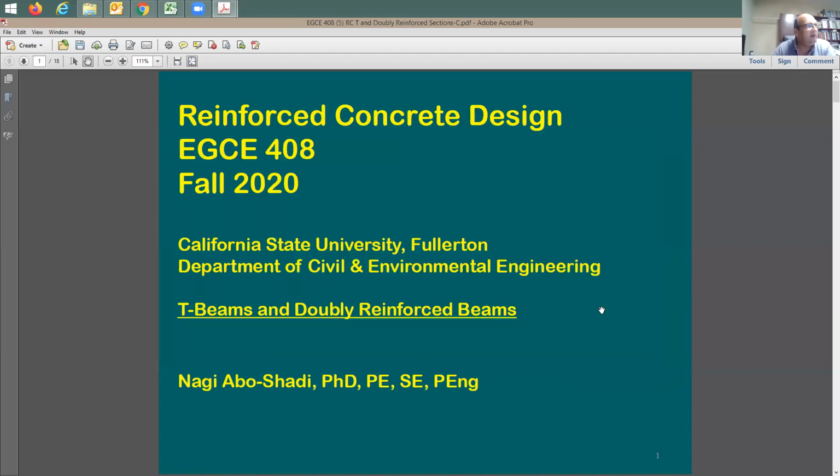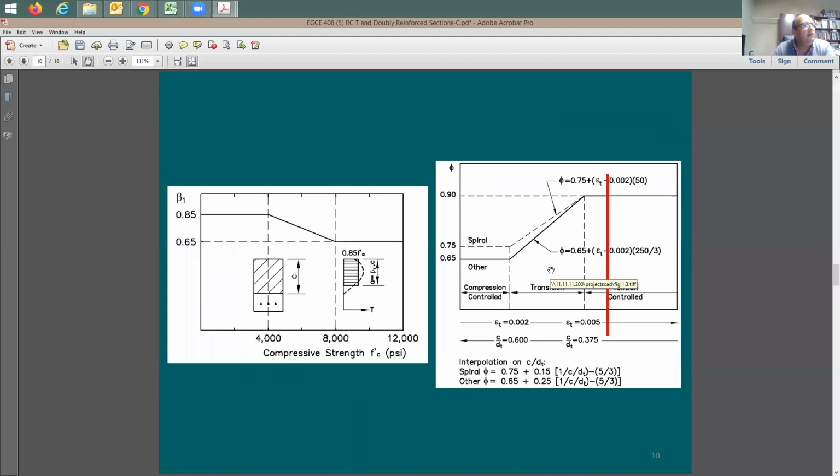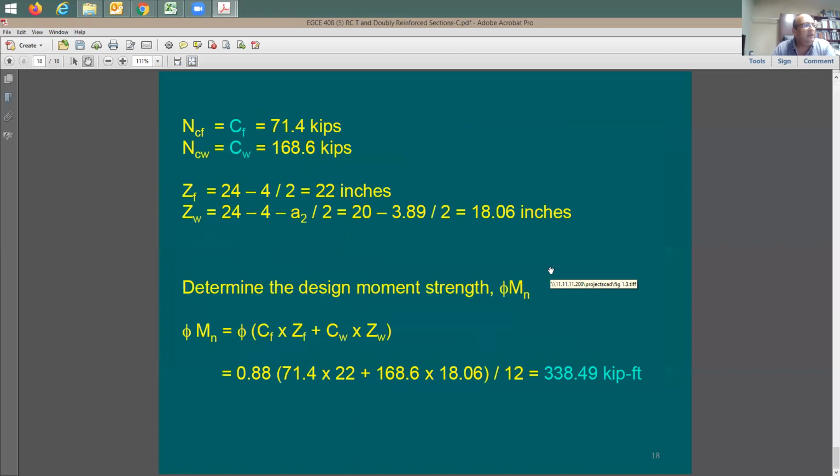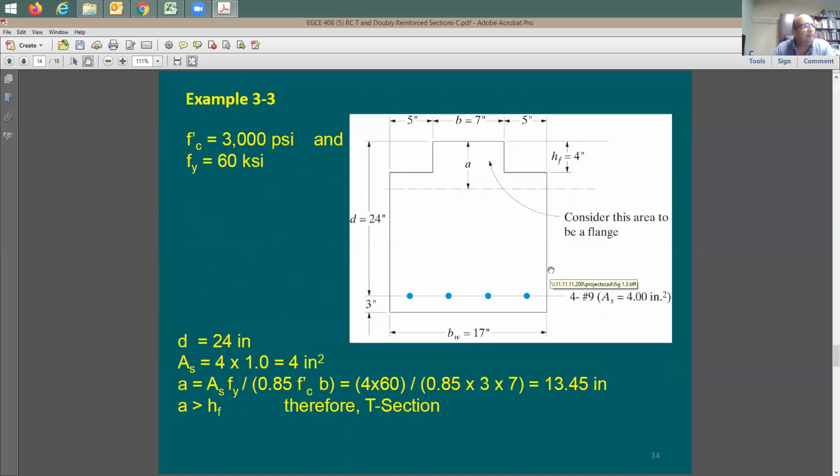In this slide set number 5, we're talking mainly about T-beams. We didn't talk yet about doubly reinforced beams. I'm just going to go quickly to the last problem here. This is not a typical or a standard T-section that you're used to. Usually in a T-section, you're going to have a concrete slab on the top and then the beam is going to be right below. In this case, we have this piece that sticks up.